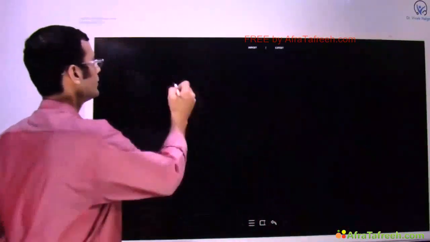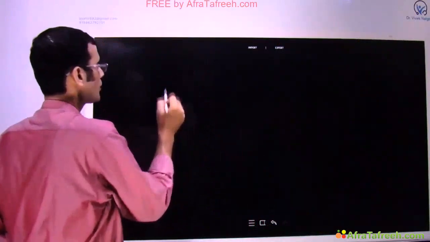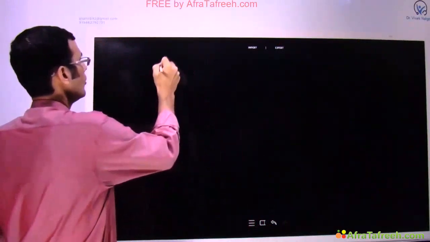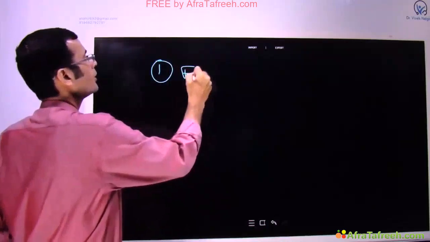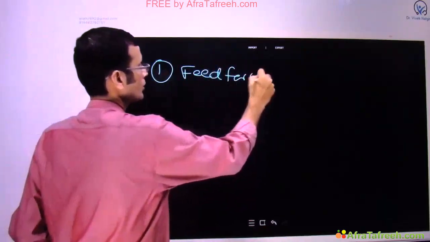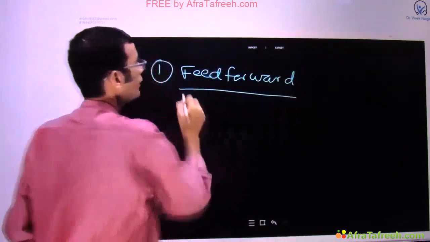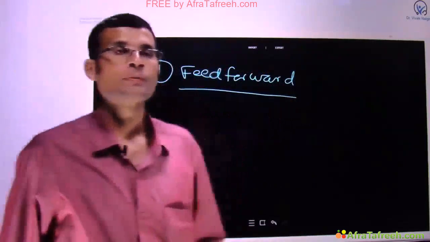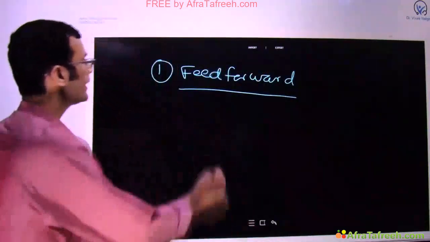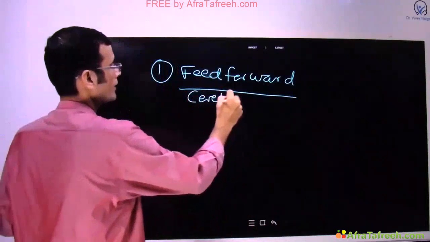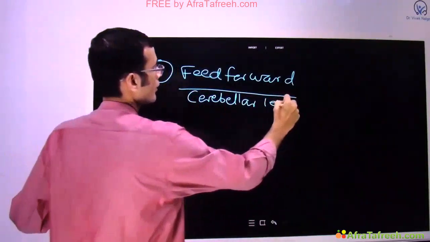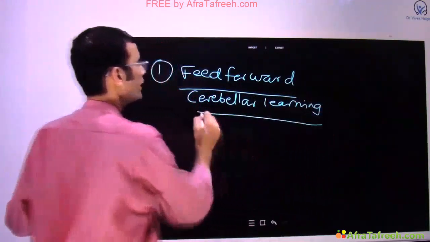These are the general types. Let's see two special types of inhibition. One is feed-forward inhibition. This is seen in the cerebellum. An example is cerebellar learning, which occurs by feed-forward inhibition.